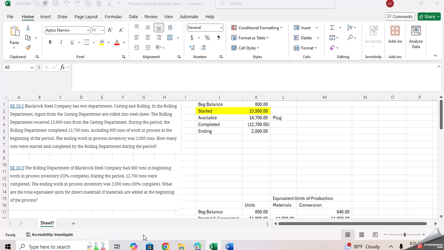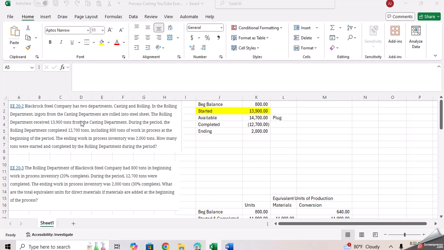In this video, I'm going to go over the various steps in process accounting. This first one, they'll all be the BlackRock Steel Company. They'll just ask us different questions as we go through. But the first one says that the BlackRock Steel Company has casting and rolling departments.